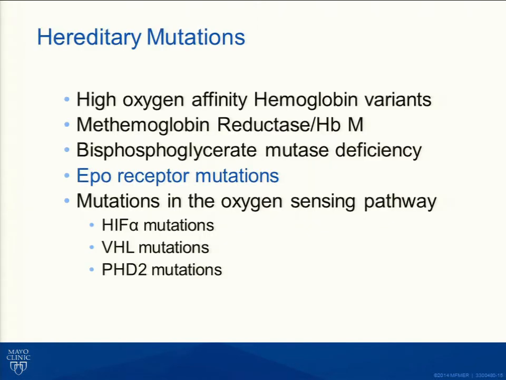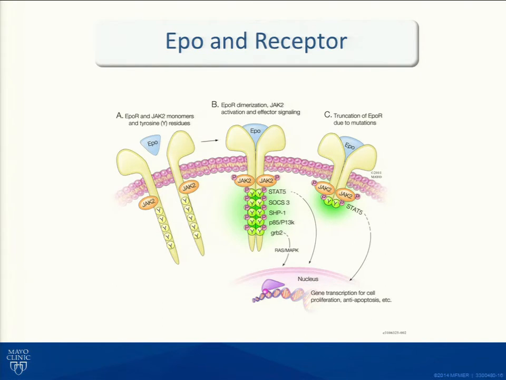And when we look at the EPO receptor mutations, it's helpful to look at the physiology of the erythropoietin receptor. So over here on the left, here is EPO binding to its receptor. When it does, it forms a dimer. This causes JAK2, which is associated with the EPO receptor, to autophosphorylate. And when this happens, it then phosphorylates a whole bunch of tyrosine residues on the intracellular portion of the receptor, which serves to activate a whole host of signaling cascades, some positive, some negative.